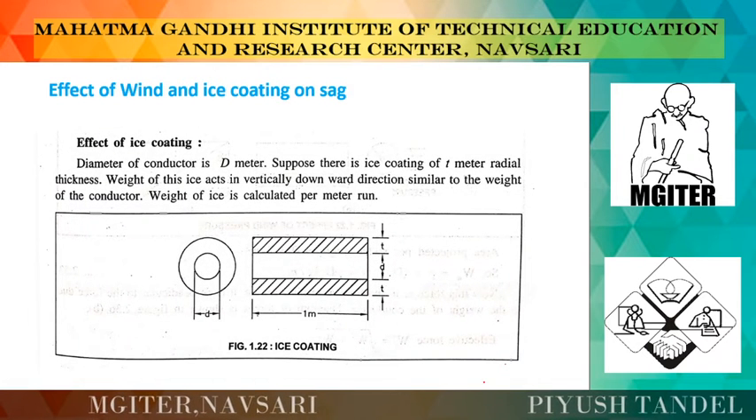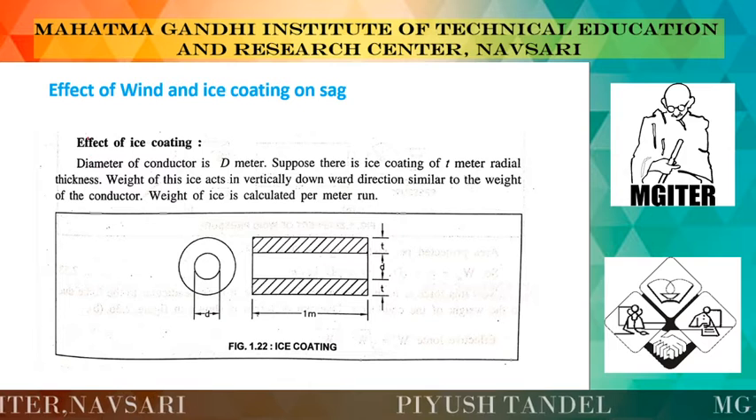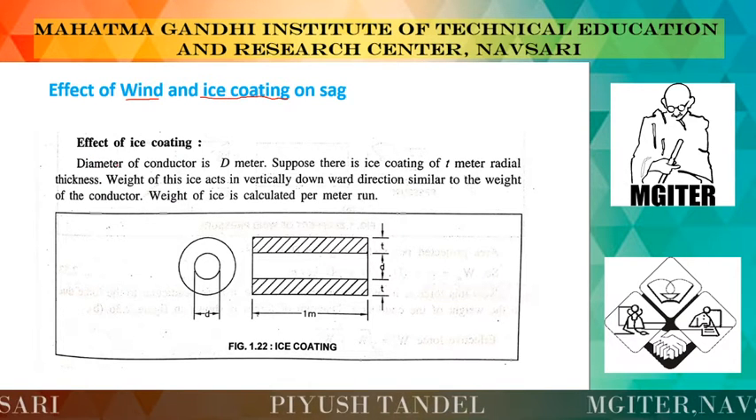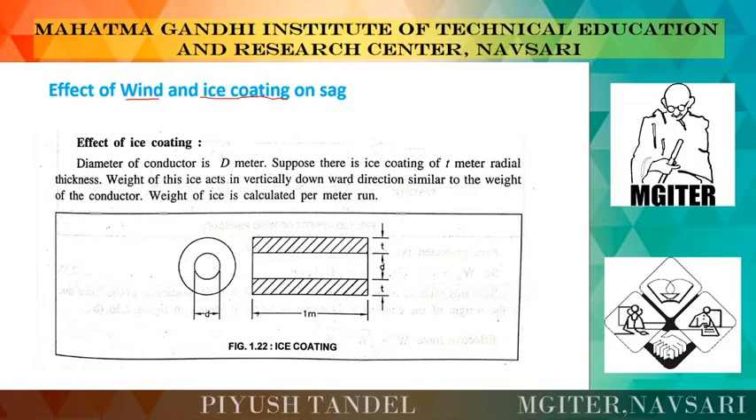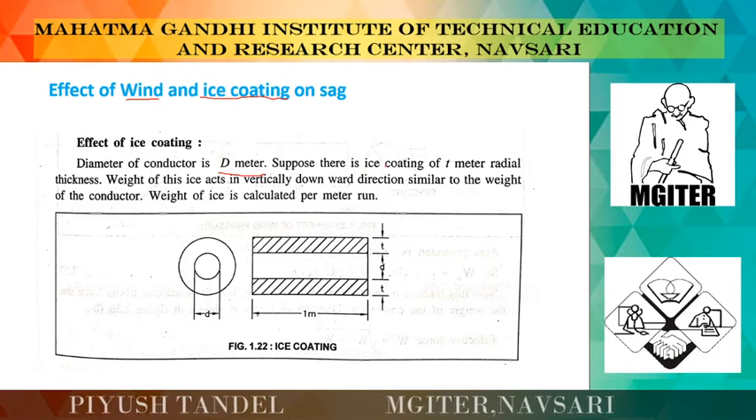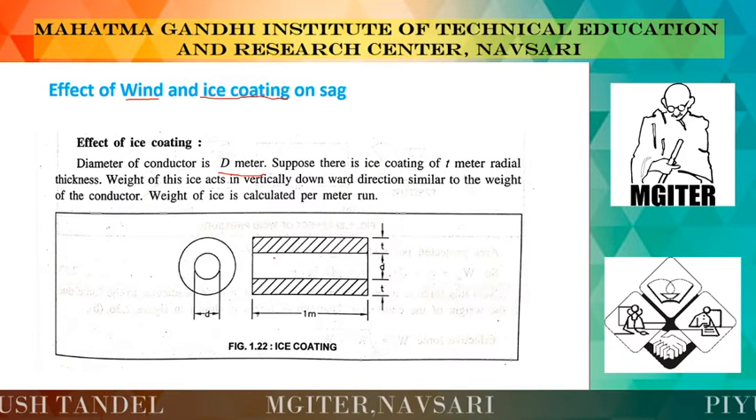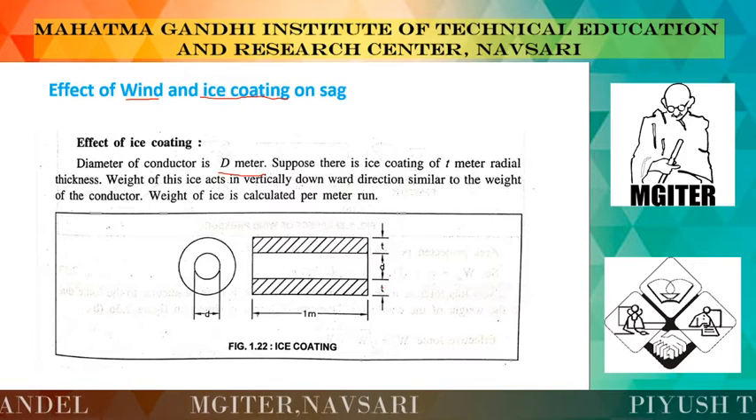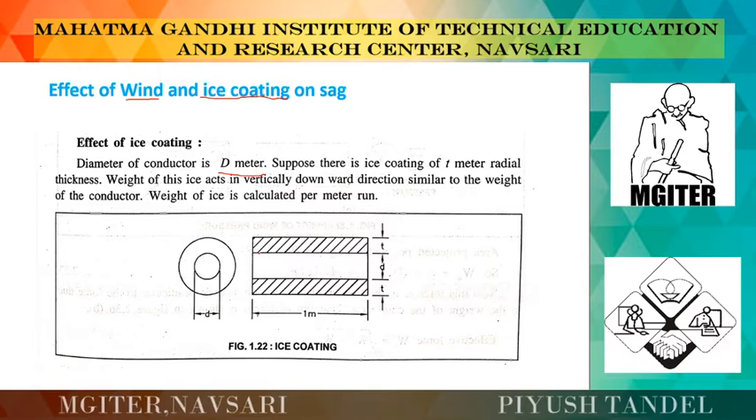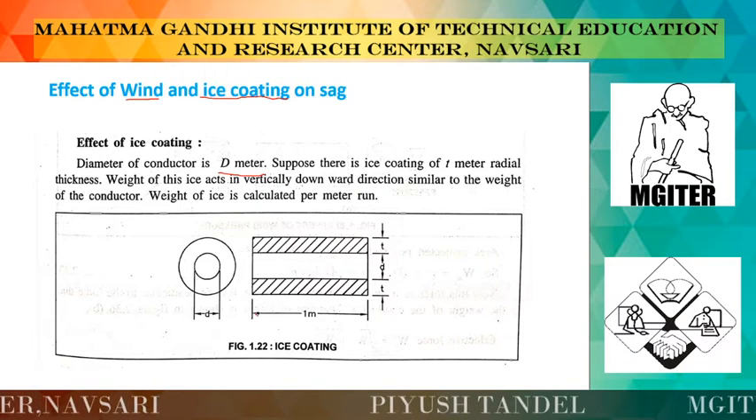So in this module, we are going to see the effect of wind and ice coating on sag. So what are the major effects of wind and ice coating on the sags? The effect of ice coating: the diameter of the conductor is d, given in meters. Suppose there is ice coating of t meter radial thickness. Over here, this is the t meter radial thickness of that ice coating on that conductor. So this is the conductor, this hollow conductor, and over here this shaded part is the ice coating.